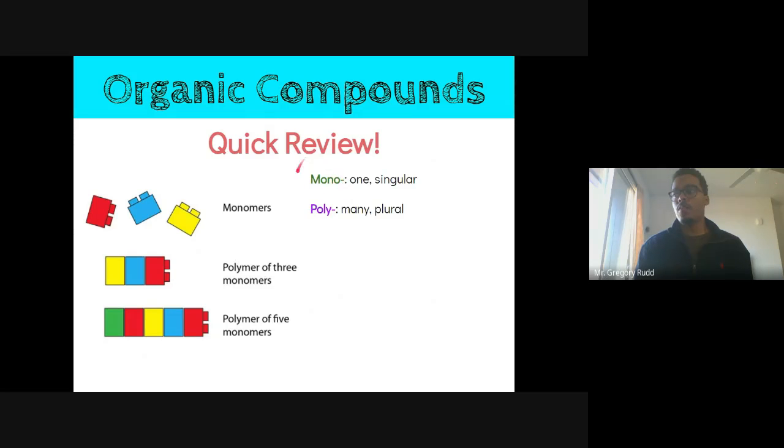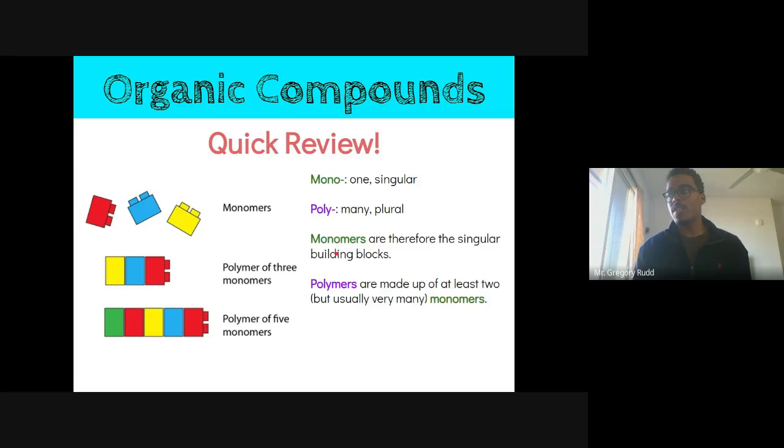One of those prefixes was the prefix mono, M-O-N-O. And mono means one or something that is singular. In contrast to that, there's a prefix poly, which means many or plural, something that comes in multiples. This is extremely relevant to this first unit and to our first few lessons, as we talk about these organic compounds, because each of our four organic compounds is made up of a specific monomer. The organic compounds themselves are polymers.